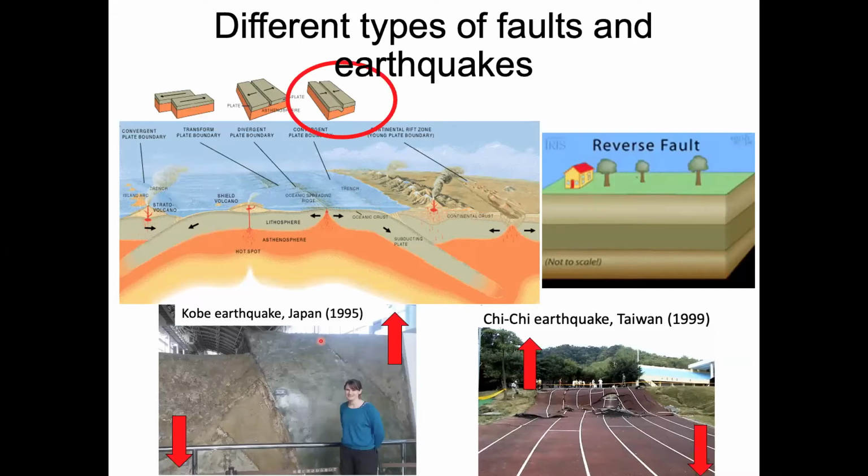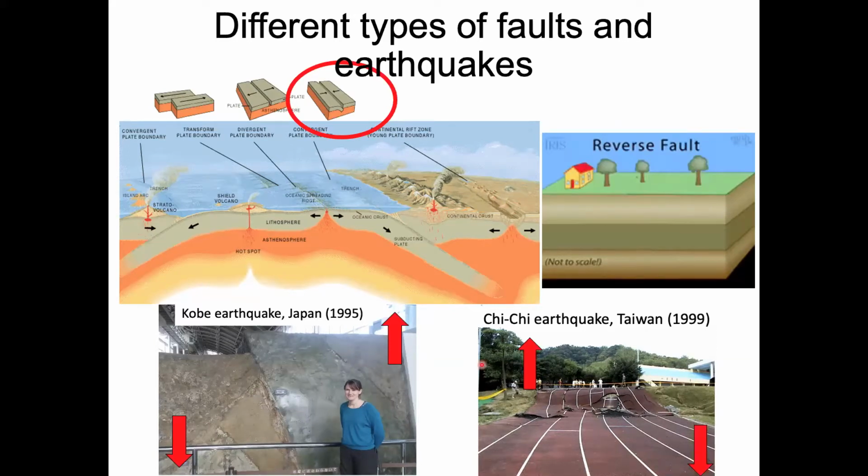Again, this is me for scale, and this is in a museum in Japan where they've actually dug across the fault that caused the earthquake in 1995. And you can see that this side of the ground, and this is the ground that they've preserved by pumping loads of glue and things into the actual soil, you can see that this side of the ground has gone up, and the other side has gone down.